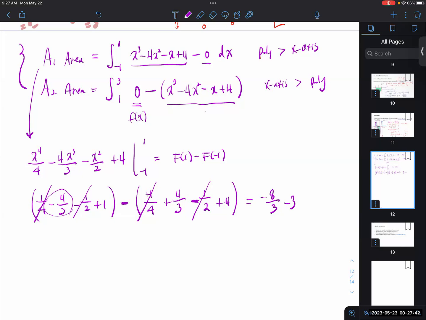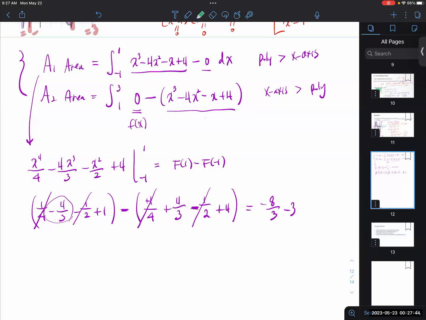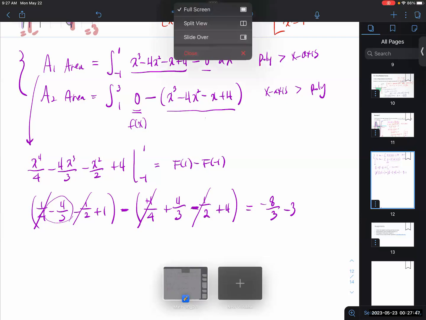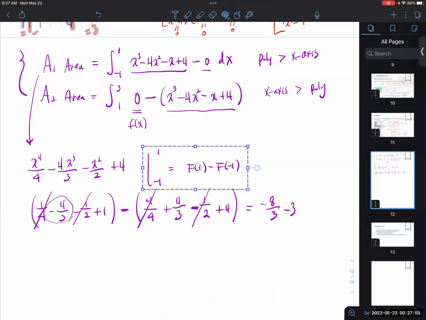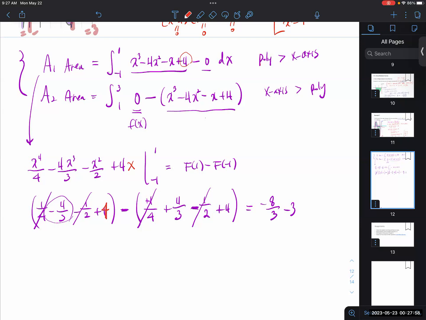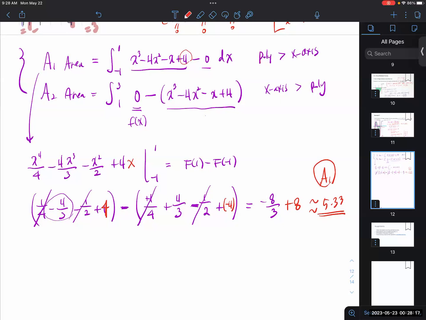4x. So I have a little bit of a typo. When you take the integral, I forgot one thing. Sorry. So let me bring it here. We forgot x here, right? Because when you take the integral, it's going to be 4x. So 4 times 1 is going to be 4. 4 times negative 1 is going to be negative 4. So that's my mistake. Okay. So again, 4 minus negative 4, positive 8. So if you calculate it, 5.33, this is the A1 area. You can calculate again on your piece of paper, and you will get that number.